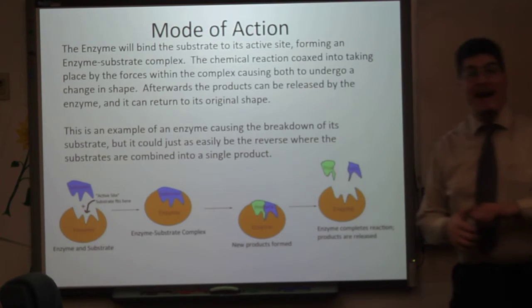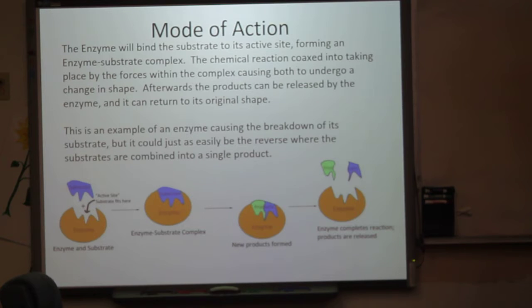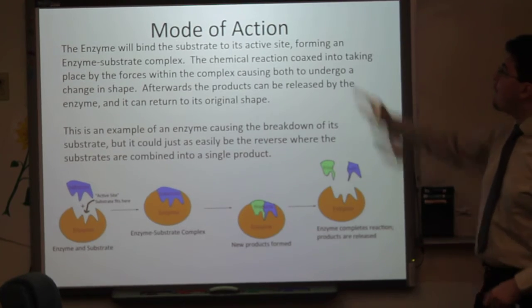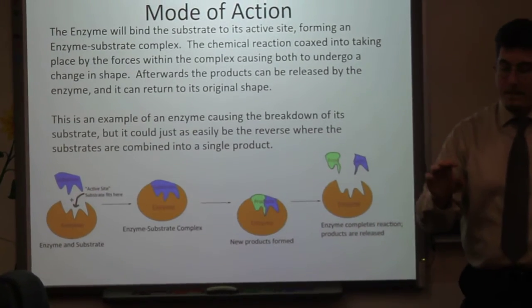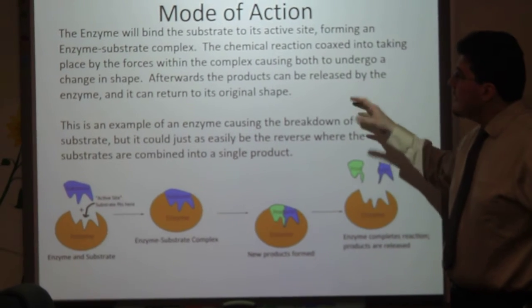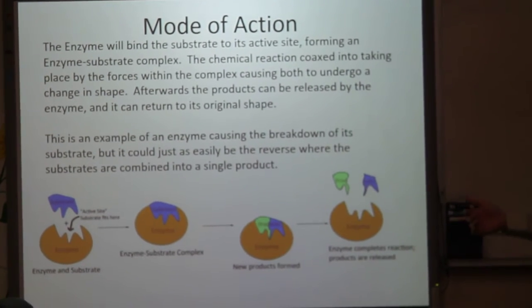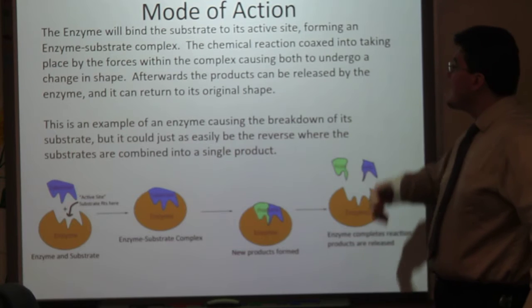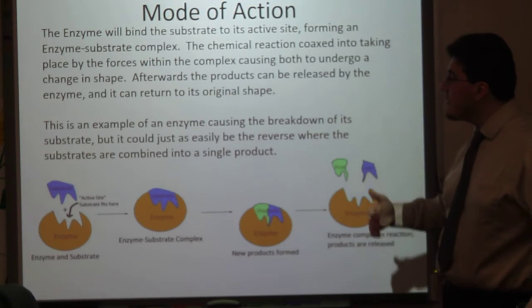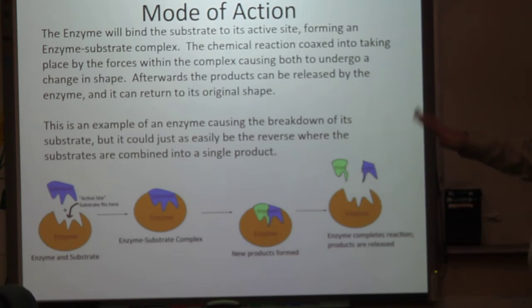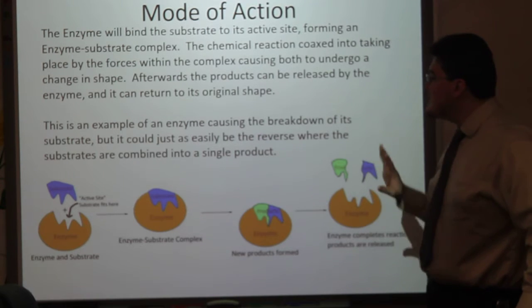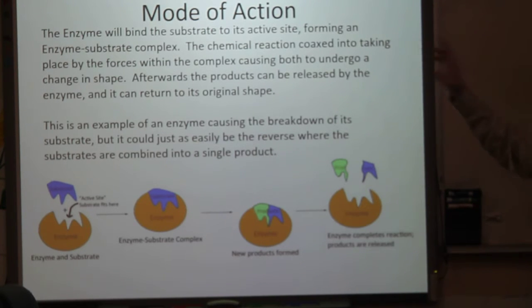Now, the mode of action of enzymes. The enzyme will bind the substrate to its active site, forming an enzyme-substrate complex. The chemical reaction, coaxed into taking place by the forces within the complex, causes both to undergo a change in shape. Afterwards, the product can be released by the enzyme, and it can return to its original shape. So this is an example of an enzyme causing the breakdown of its substrate. But it could just as easily be the reverse. We could just as easily have two substrates that are being combined into one product.